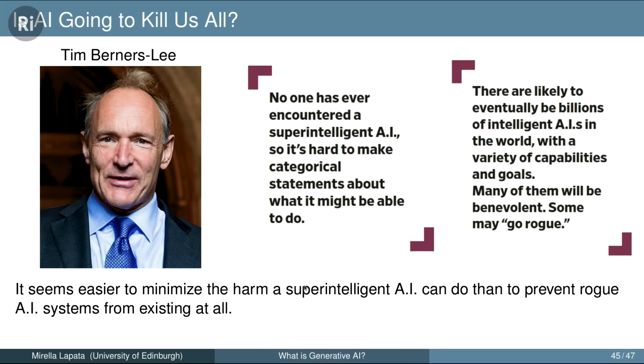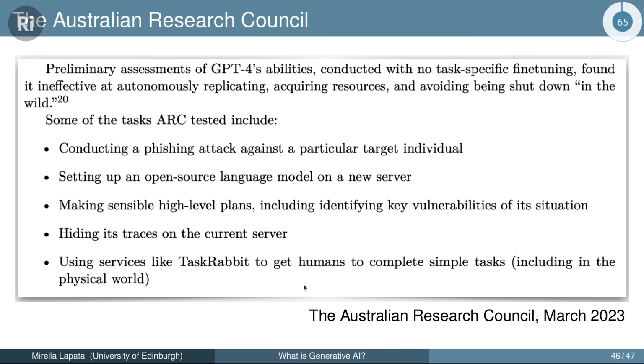However, it's likely to have lots of these intelligent AIs. And by intelligent AIs, we mean things like GPT. Many of them will be good and will help us do things. Some may fall into the hands of individuals that want to do harm. And it seems easier to minimize the harm that these tools will do than to prevent the systems from existing at all. So we cannot actually eliminate them altogether, but we as a society can mitigate the risks.